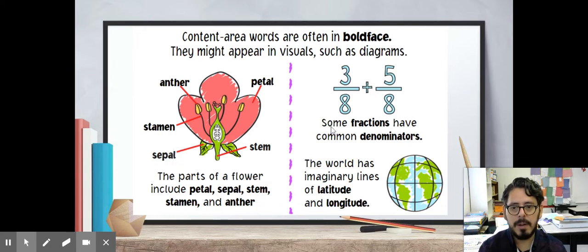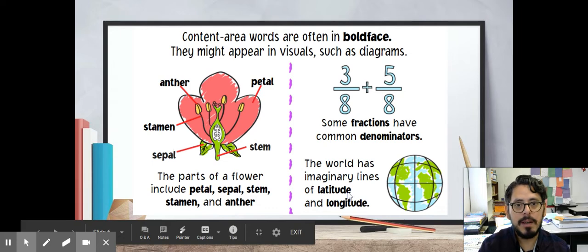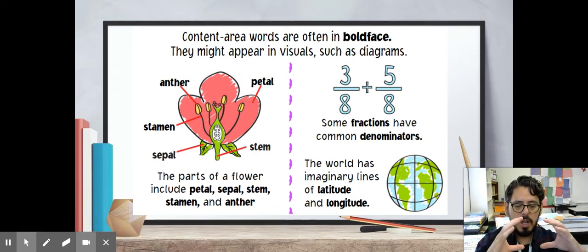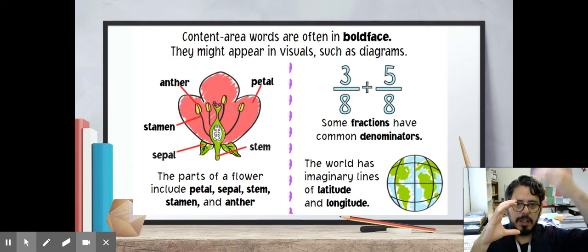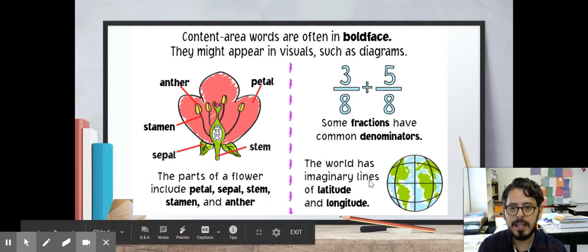There's some other, like some fractions have common denominators. We have the image here, and it is not directly showing us what each part is, but there's usually an article next to it explaining it. Same happens with social studies, for example. The world has imaginary lines of latitude and longitude. We'll learn this in social studies, and in our social studies book, you can see the planet and the horizontal lines have a name, and the vertical lines have another name, and that's what it's showing you.